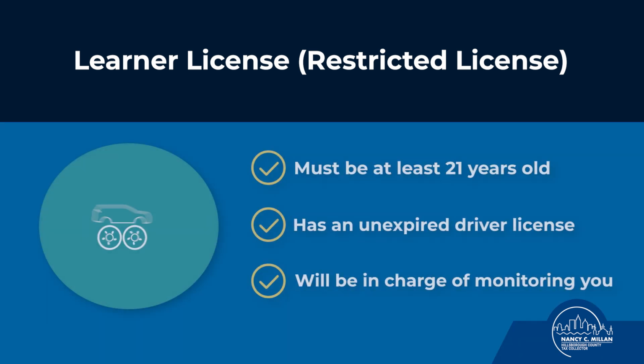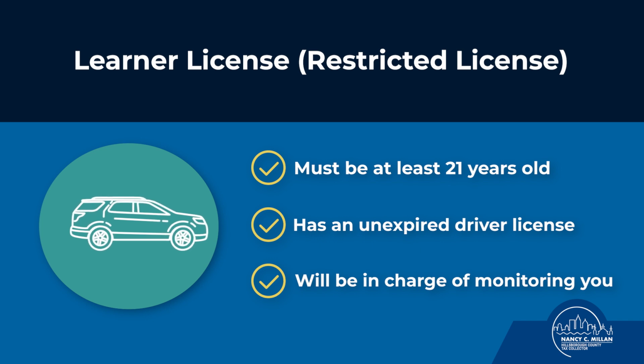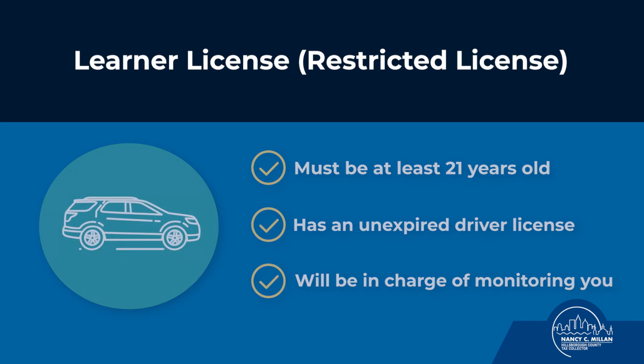As long as you have this type of license, you must drive with someone next to you. This person must be at least 21 years old, have a valid driver's license, and will be in charge of monitoring you in the vehicle, sitting in the front passenger seat while driving. The first 3 months that you will use this license, you will only be able to drive during the day.